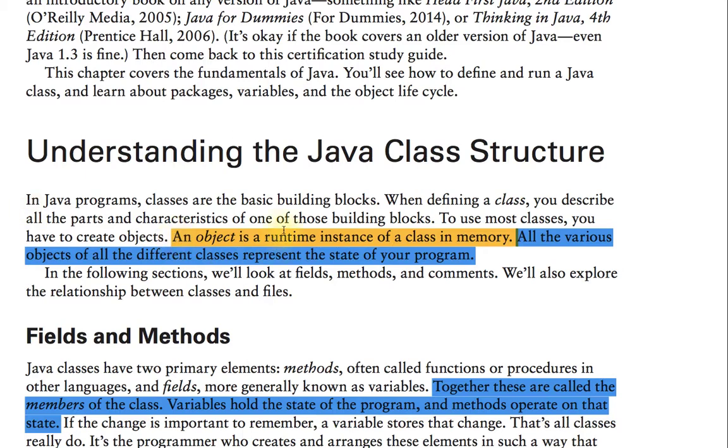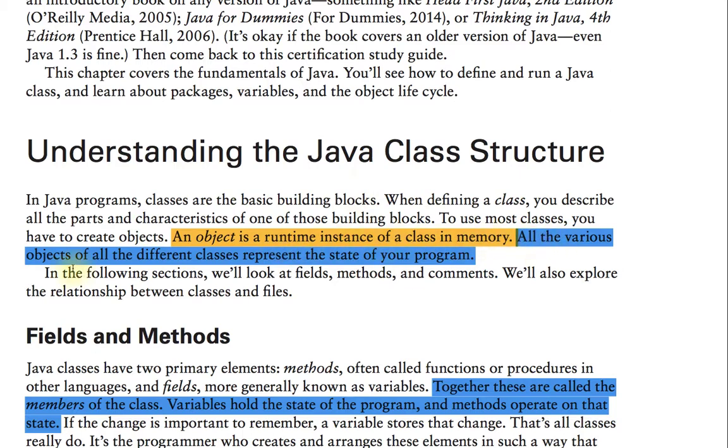So, an object is a runtime instance of a class in memory. What is an object? This is pretty much a straightforward answer. I highlighted it for you, and the rest of the details you don't really need. Saving your time, right? An object is a runtime instance of a class in memory. What does it mean? When you compile a class and an object is created, an object is a runtime instance of the class in memory.